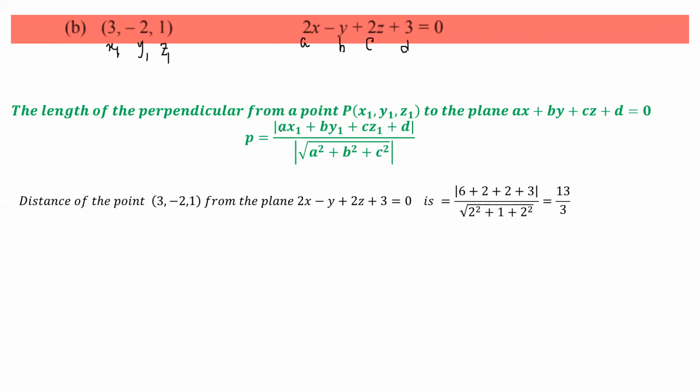So x1 into a, that is 3 into 2, 6. Then b into y1, that is minus 1 into minus 2, that is plus 2. And then 2 into 1 is equal to plus 2 and plus 3. Look at here, 6 plus 2 plus 2 plus 3. And under root 2 square plus minus 1 square, that is only 1, and plus 2 square. So if we find the value, it will be 13 upon 3 units.